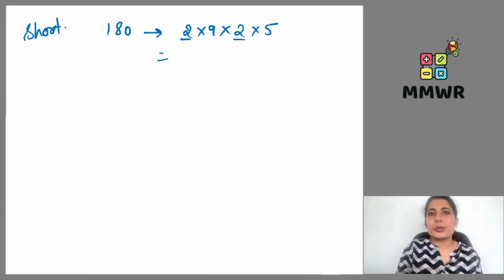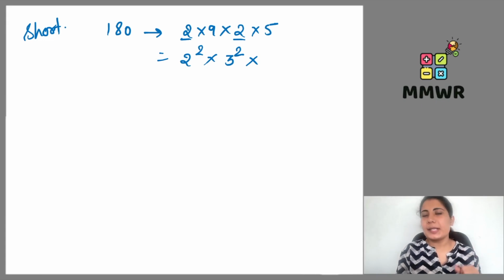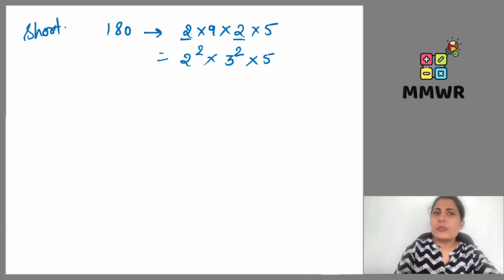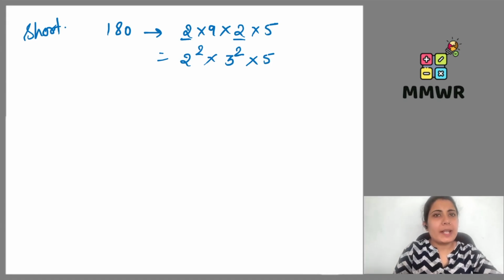Now 2 we have a total of 2 times. Now 9 is not a prime number. So what will we be doing? We will be having 3 square here. We can write this 9 in the prime number base. So 3 square. Then we have 5 here. So finally we got the prime factorization for this 180, which is 2 square multiplied by 3 square multiplied by 5 to the power nothing. That means 1.